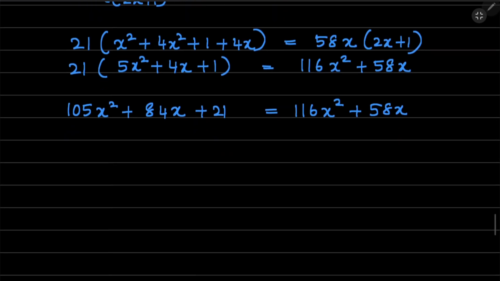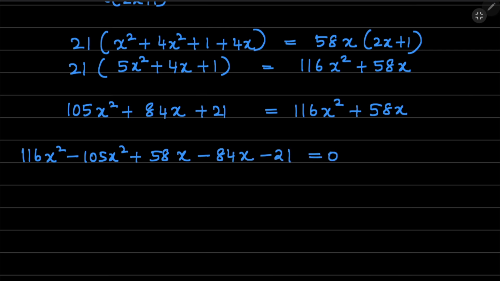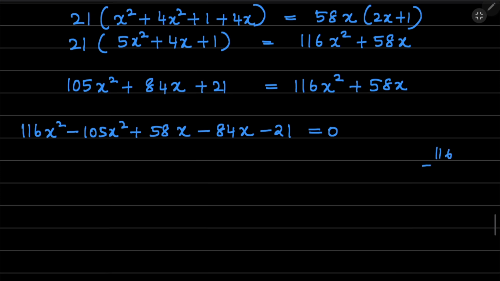So we can take all the LHS to the RHS. So you have 116x square minus 105x square plus 58x minus 84x minus 21 equal to 0. What is 116 minus 105? It is 11. Okay, so 11x square. What is 84 minus 58? It is 26. So minus 26x minus 21 equal to 0. So this is what we are getting, the quadratic.